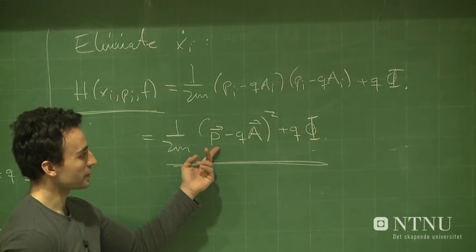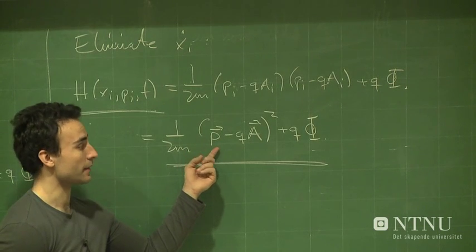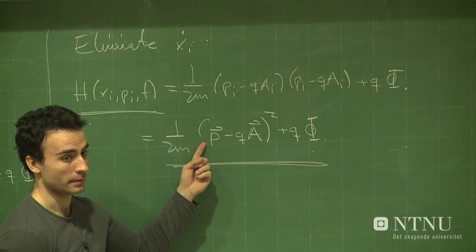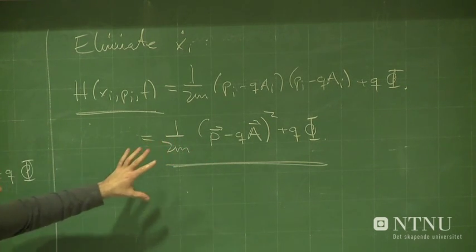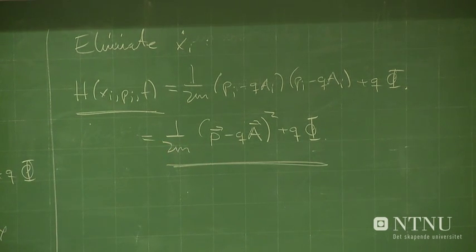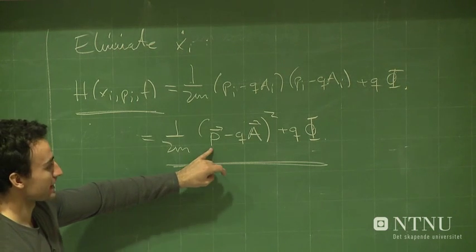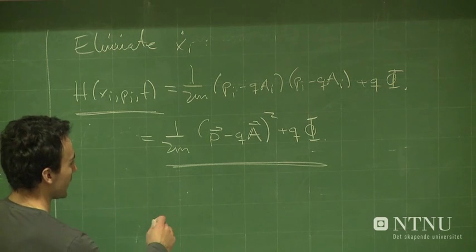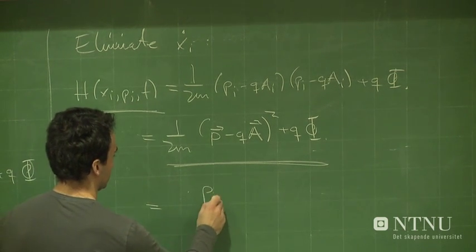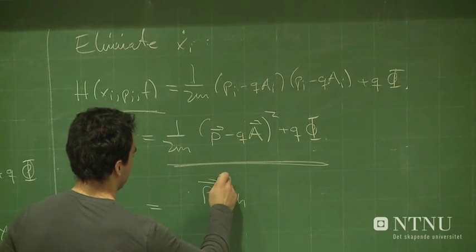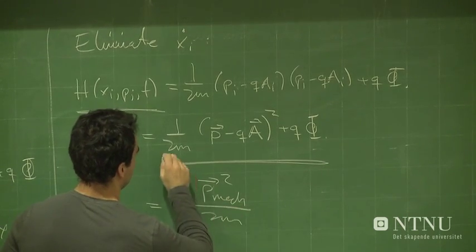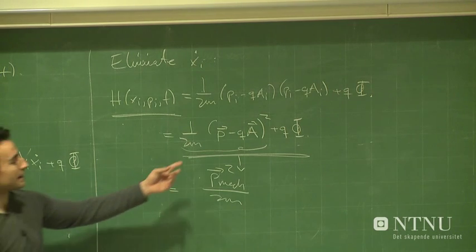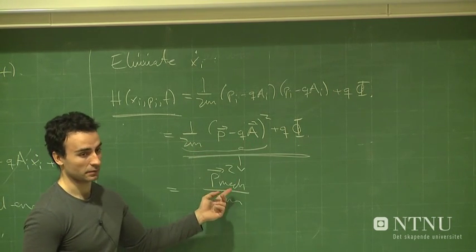So just be aware of the fact that this is not the mechanical momentum. This is the canonical momentum. So whenever you see the Hamiltonian for a particle in an electromagnetic field, keep in mind that this is the canonical momentum, which is different from the mechanical. We could write this as follows. So it's p minus qA, which is the mechanical momentum.